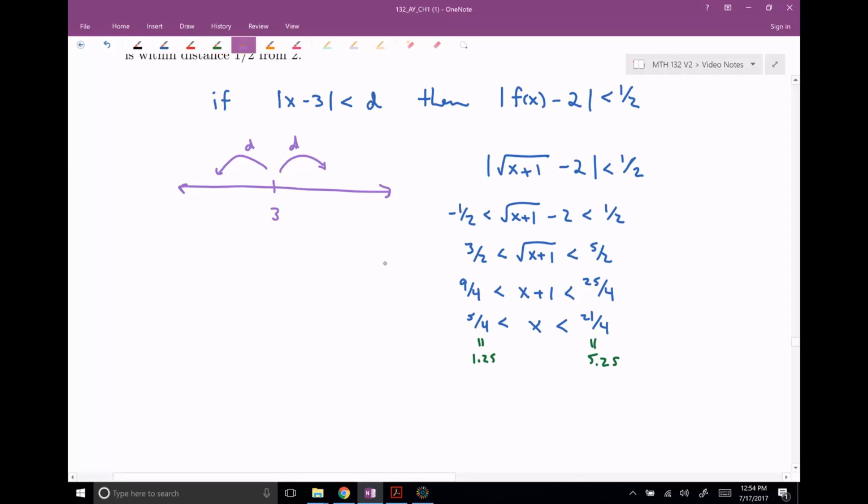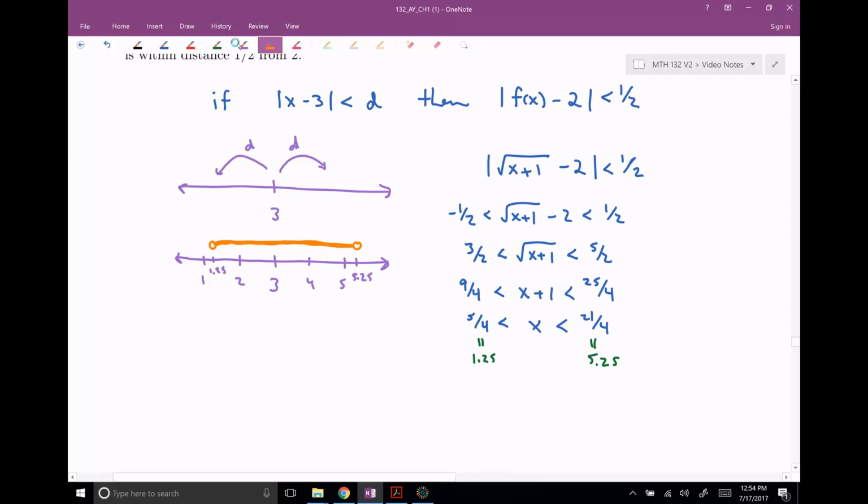Okay, let's go ahead now and draw out our second number line. This says if f of x and 2 should be within distance 1/2 from each other, then x should be somewhere between 1.25 and 5.25. So here's 4, here's 5, 5.25. There's 2, there's 1, that's a little too far, so 1.25. So notice, anywhere between 1.25 and 5.25, this is where we want our x values to be. This is what's required if we would like f of x and 2 to be within distance 1/2 from each other.